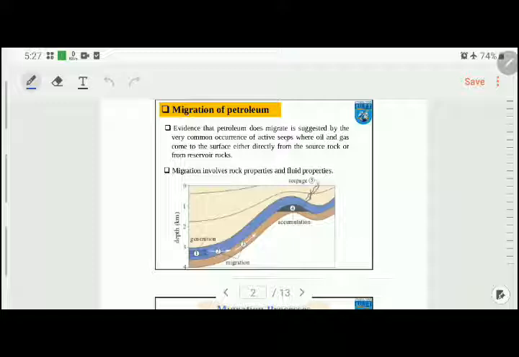Migration of petroleum. There is a lot of evidence for the migration of petroleum. One piece of evidence is the oil and gas seeps, which can come to the surface directly from the source rocks themselves or from the reservoir rocks. So this migration process involves the rock properties and the fluid properties.